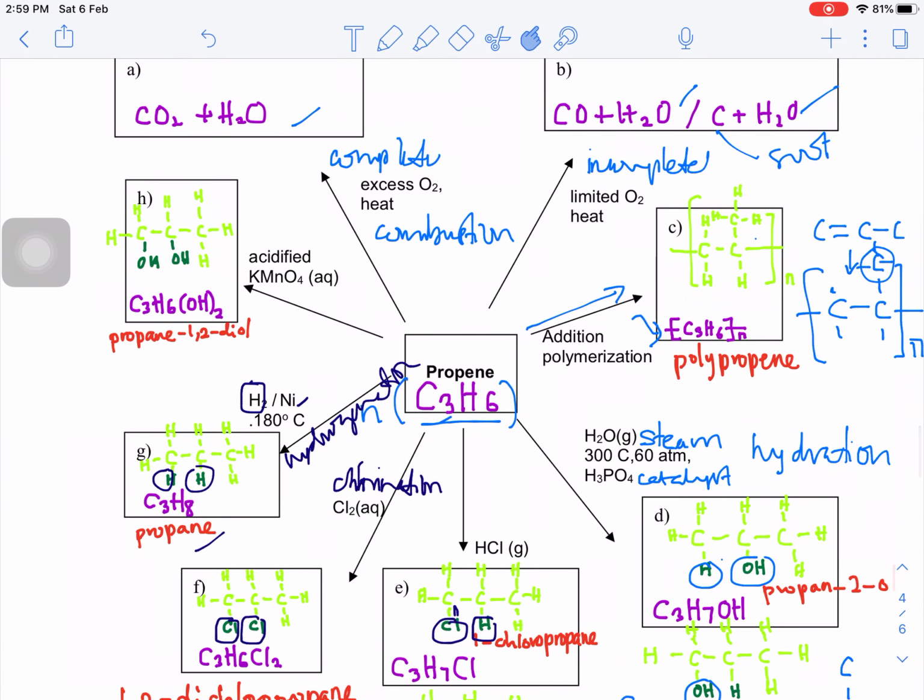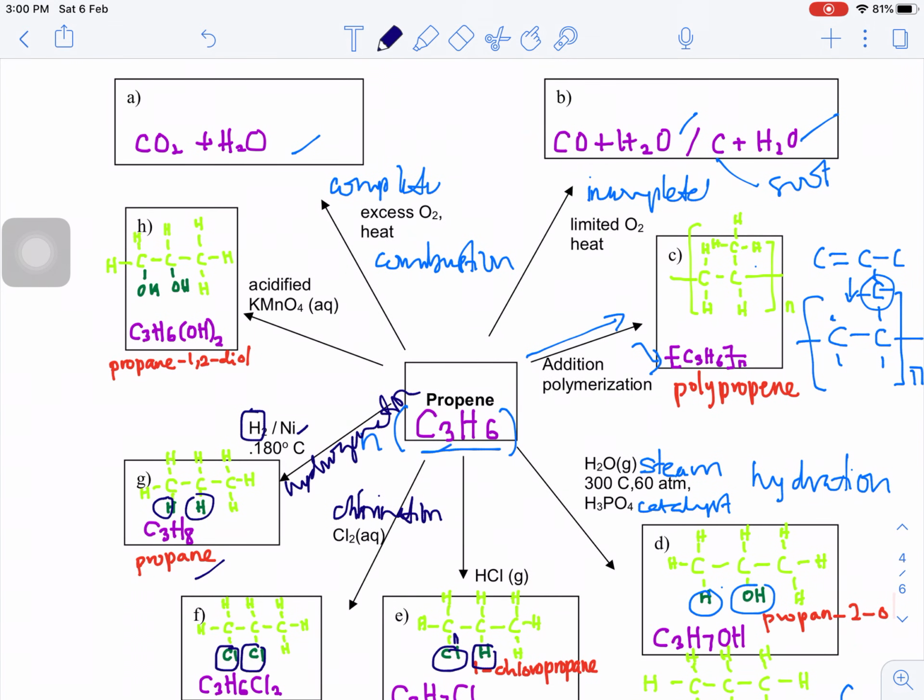Okay, and the last one. Addition of acidified potassium manganate 7 solution. This one akan dinamakan oxidation. So, dia akan terima OH, OH. So, nama dia propan 1,2-diol. Sebab kalau ada 1, ol je OH dia. Kalau ada 2, diol. Kalau ada 3, triol. Tapi kita belajar 2. Okay.